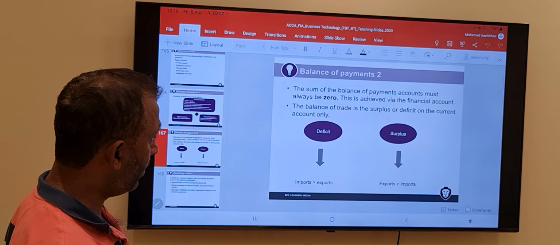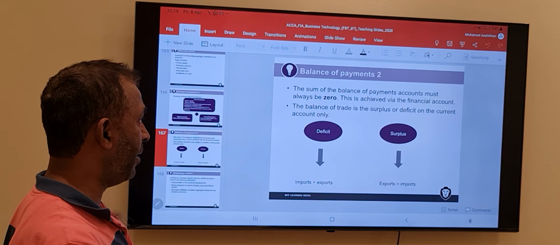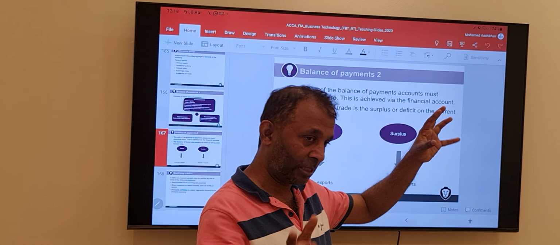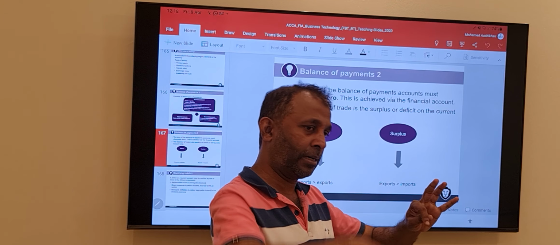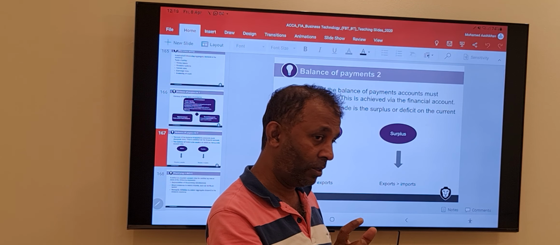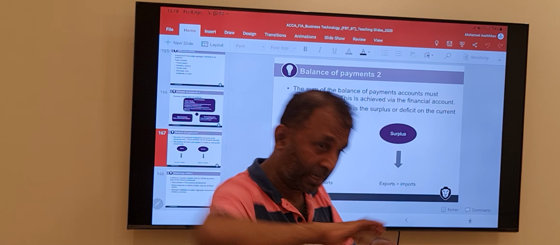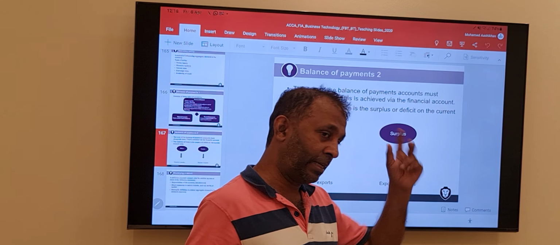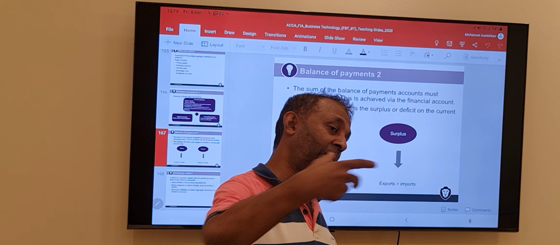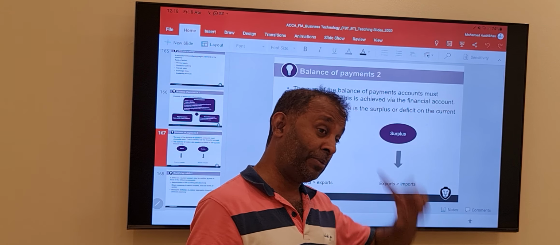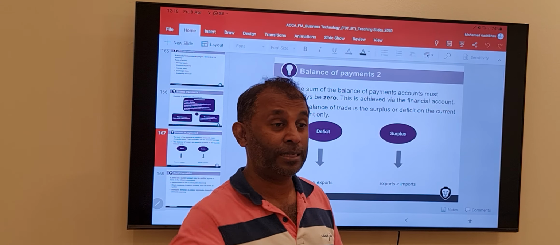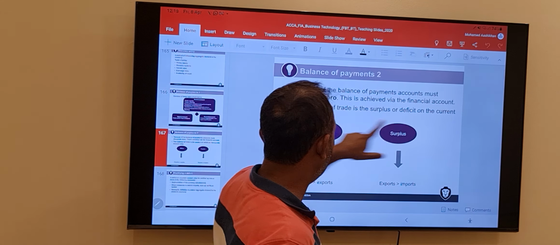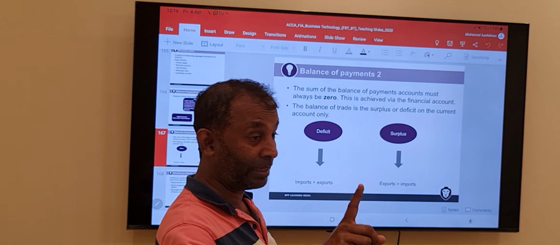The sum of the balance of payments must always be zero. This is achieved by the financial account, as I told you. If you take the total of the current account, capital account, and financial account, it must be zero. But if you remove the financial account, it will not be zero. If the total of the current account and the capital account is a plus, then the financial account will become minus. If the total is minus, then the financial account will become plus. The balance of trade is the surplus or deficit in the current account only.